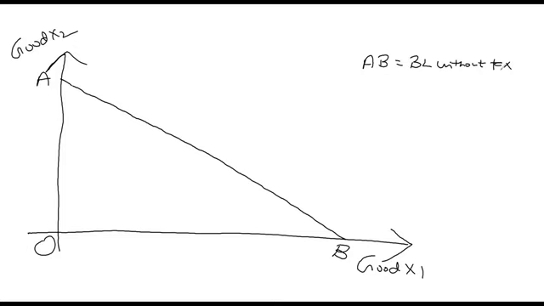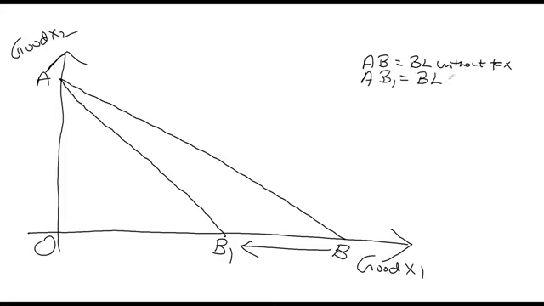Now, when the quantity tax is imposed on X1, what will happen? When we impose a quantity tax on good X1, for the same amount of good X2, you can now buy less of X1 than before. So AB1 is the budget line with the quantity tax on good X1.